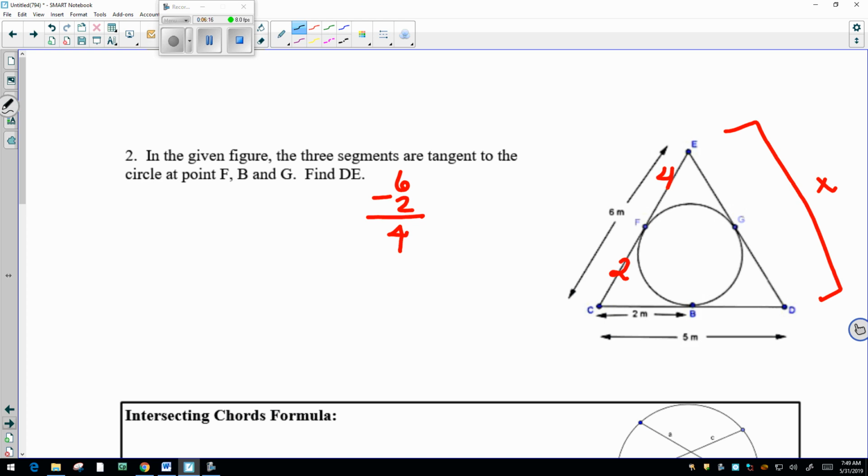Okay? If I use that segment, EF and EG are tangent lines, and they're tangent from that common exterior point. So that means EF and EG must be equal in length, saying EG has to be 4.